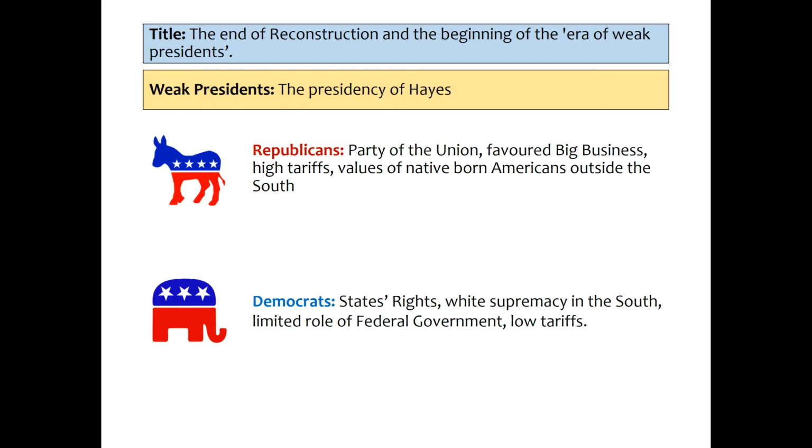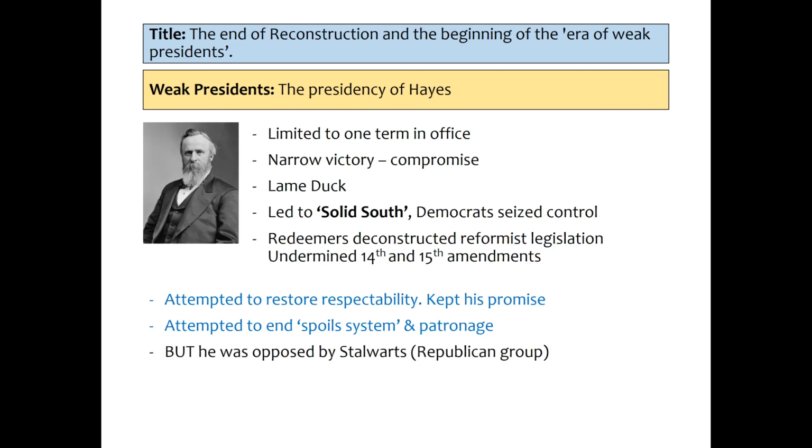They favour big business, high tariffs, the values of native-born Americans, whereas the Democrats believe in states' rights, the state right to govern themselves, and that includes the southern states. They believe in white supremacy in the South. They believe in the limited role of the federal government and low tariffs. We'll come on to tariffs a bit later when we look at the economy in the South and when we start to talk about the Gilded Age.